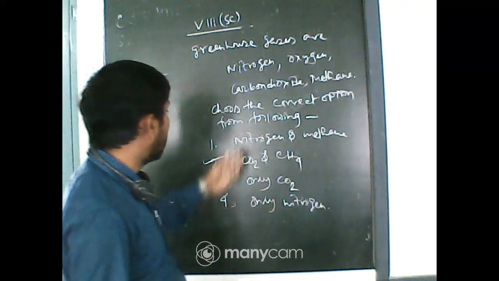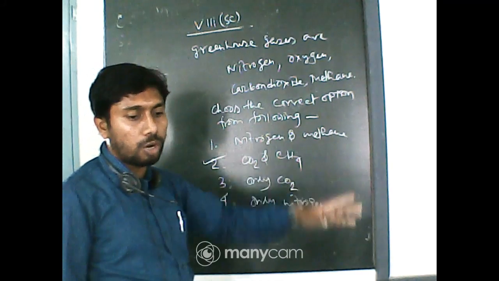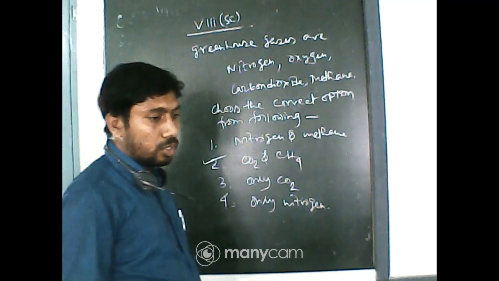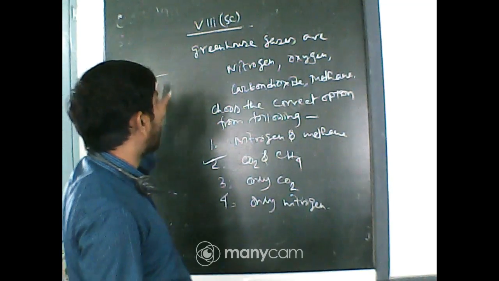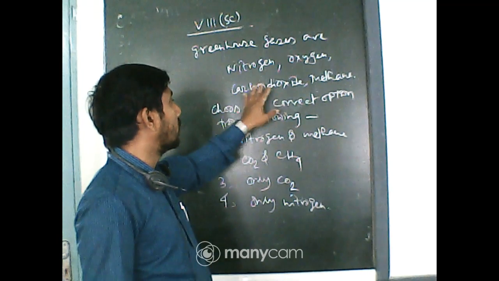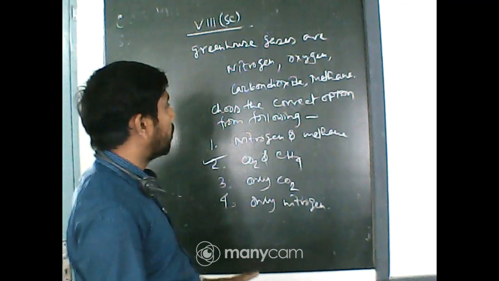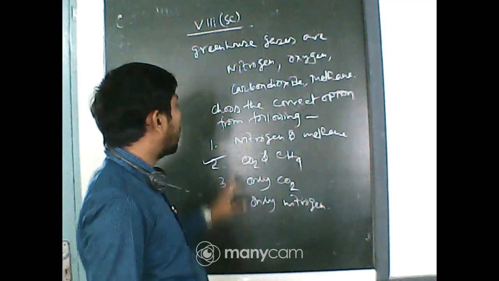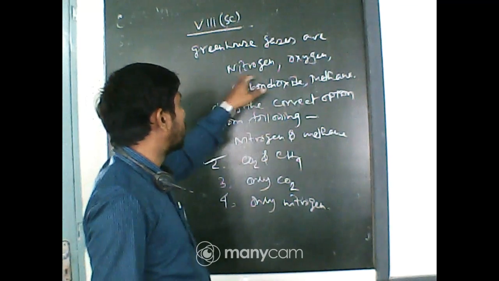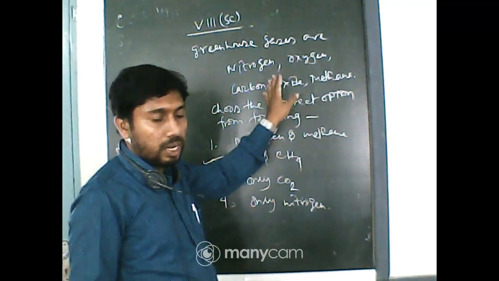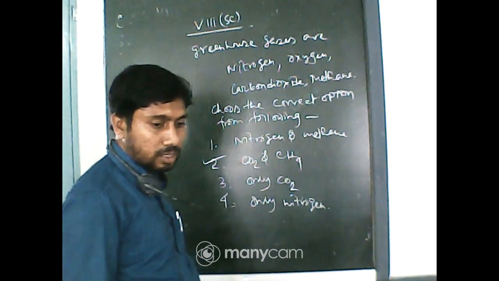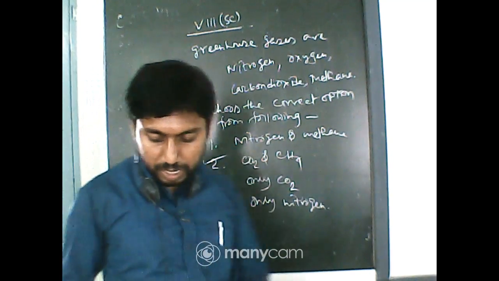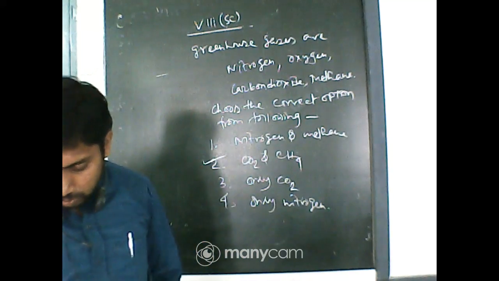It might be in option 2, or option 3, 4 or 1. So this is the type of question I am telling about. Greenhouse gases are nitrogen, oxygen, carbon dioxide and methane. This is a statement. It may be right or wrong, but you have to choose the correct one, because nitrogen and oxygen are not greenhouse gases, but the other two are. So you have to choose the correct one. Next one.